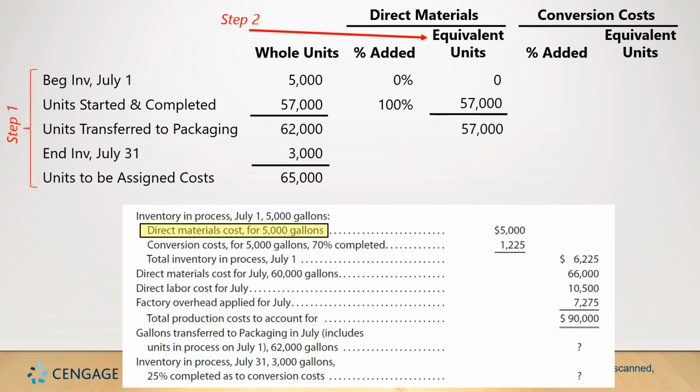What about ending inventory? What percent of materials were added this month? 100%. Again, as soon as we started on this inventory in the current month, we added all the materials it needs. Equivalent units of ending inventory, 3,000 gallons. Total equivalent units to be assigned costs for direct materials is 60,000 gallons.